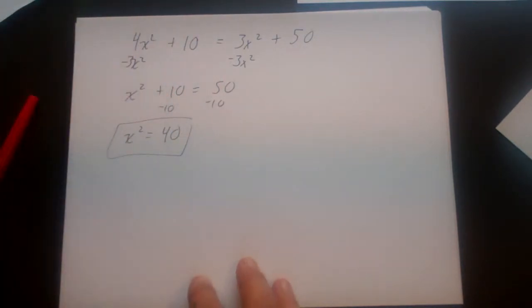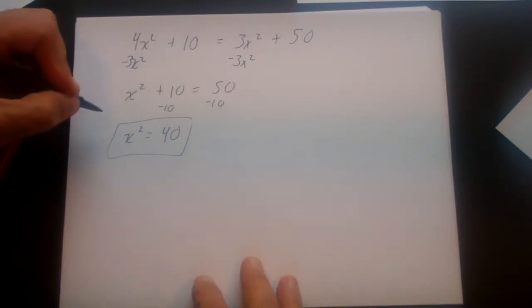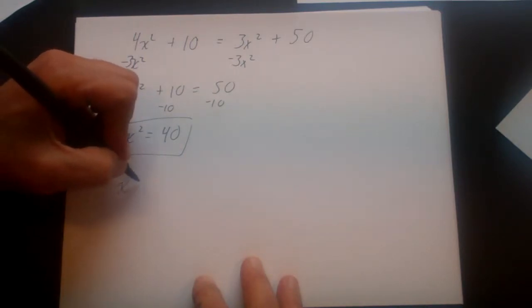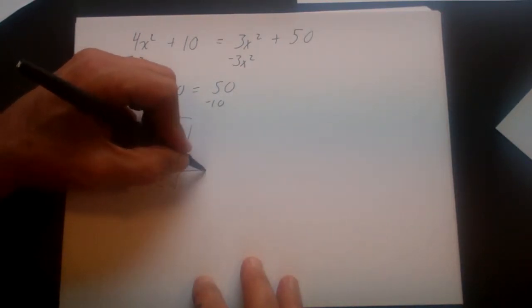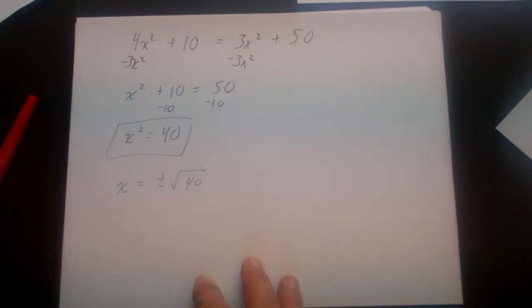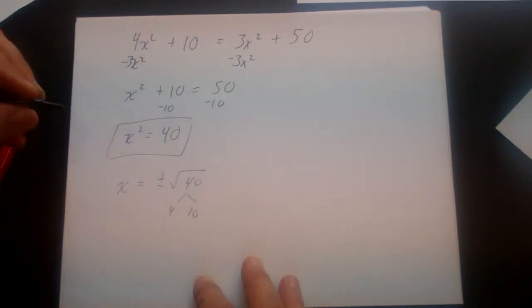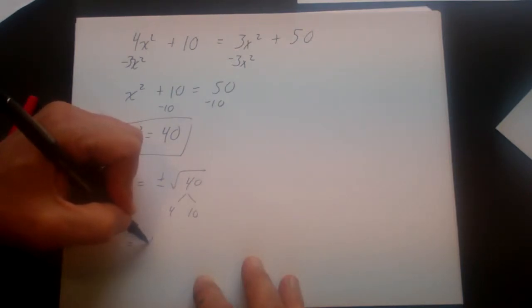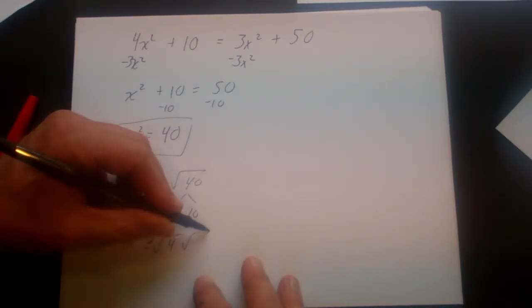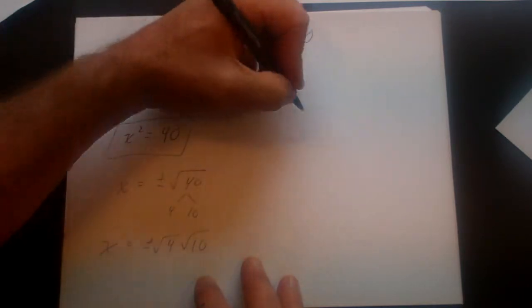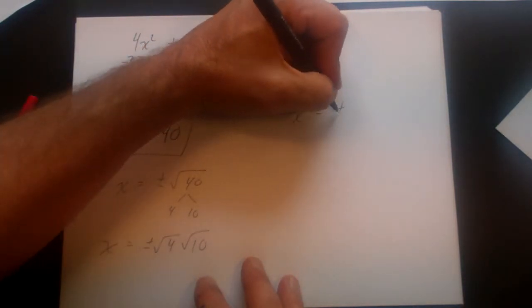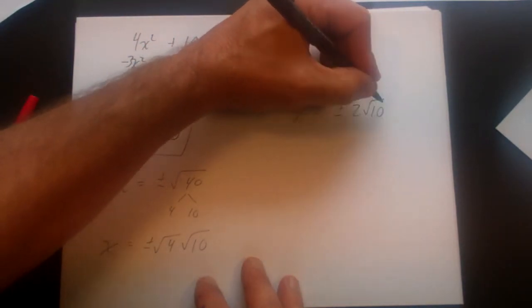Now at this point, we're not going to use i. We don't need to use i because we're going to have real solutions here. So you're going to take the square root of both sides. You get x is equal to plus or minus the square root of 40. And you're simply going to simplify that. That's going to be 4 and 10. So that's plus or minus the square root of 4, square root of 10. Or x is equal to plus or minus 2 root 10.